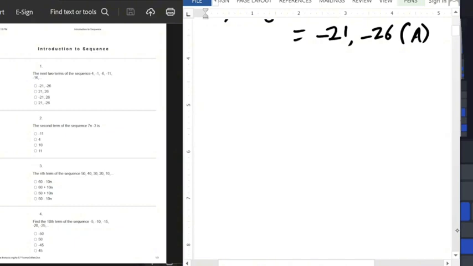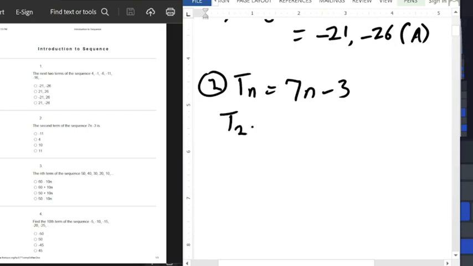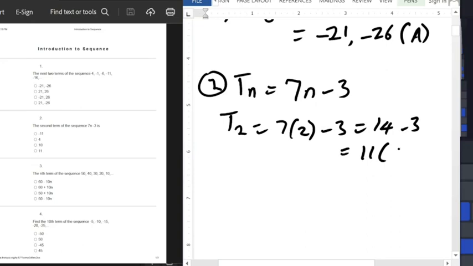So question number 2. The second term of the sequence. The nth term of the sequence is Tn equals 7n minus 3. So the second term, that is when n is 2, T2 equals 7 times 2 minus 3, which is 14 minus 3, which equals 11. That is option D. Then number 3.